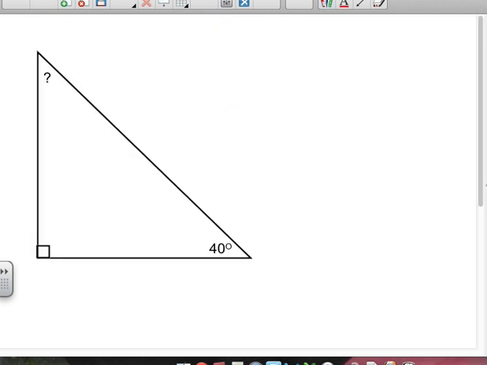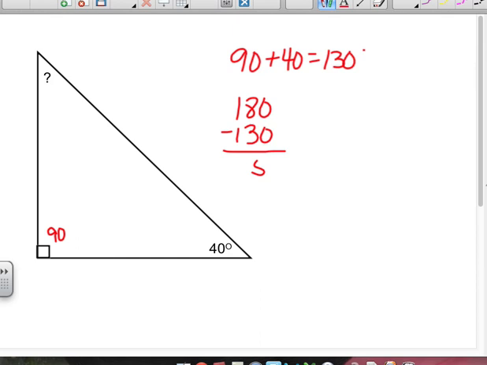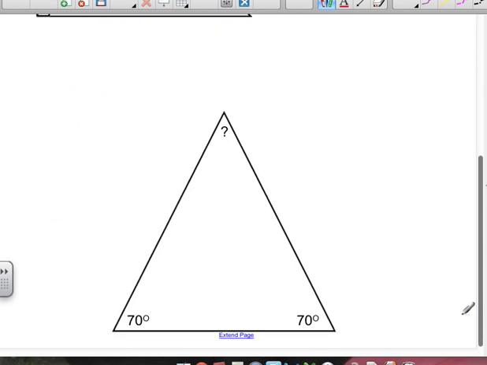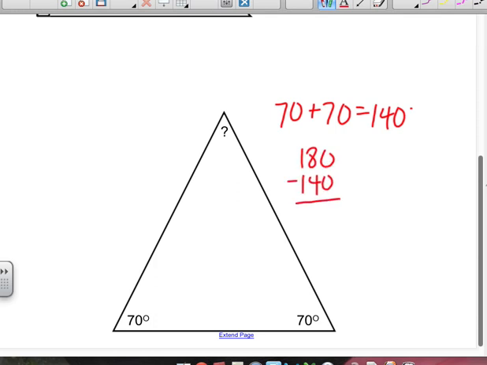Couple more. Very similar to the last one. There's another 90. 90 and 40 makes 130 degrees. The whole thing has 180. Take off the 130 that you know. This missing angle measure would be 50 degrees. I think I threw one more in down here just for good measure. Yep, 70 and 70. 140 degrees that I know of. 180 in the whole thing. Take off the 140 that you know. 40 degrees is your missing angle measure.